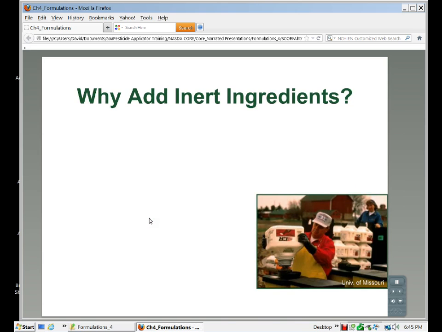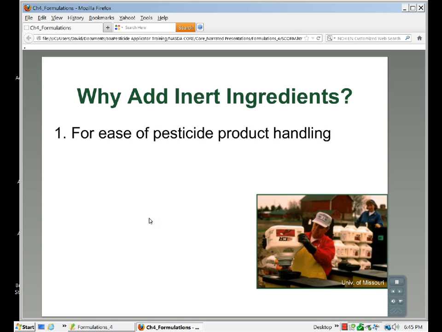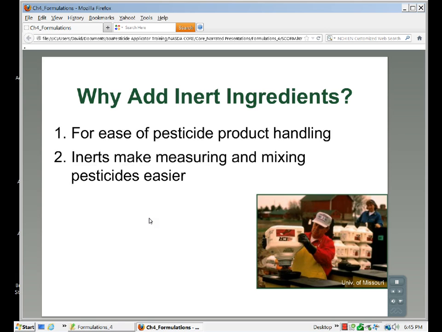Let's review why chemical manufacturers add inert ingredients. Manufacturers add inert materials that allow their active ingredients to be more easily measured, mixed, and applied. Sometimes manufacturers alter a formulation to increase safety, for example, making a dry flowable instead of an emulsifiable concentrate.